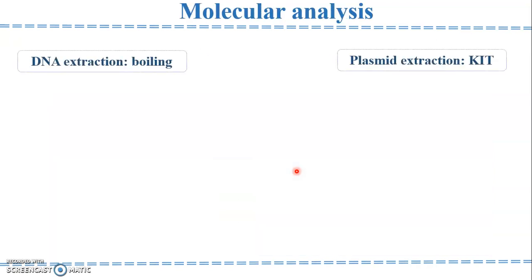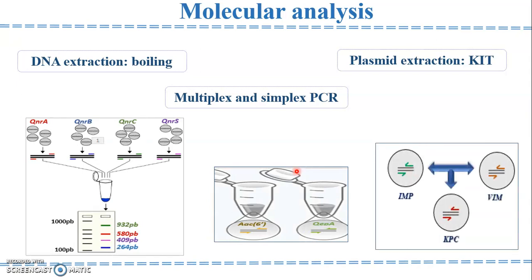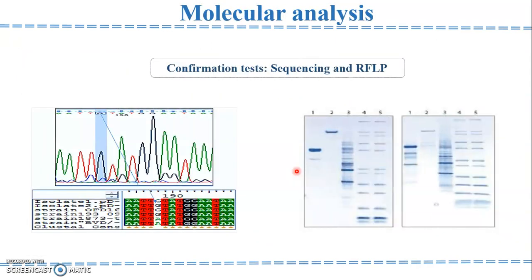In the molecular part, we proceed by the extraction of total DNA from each bacteria by thermal shock and plasmid DNA by extraction kit. The detection of carbapenem and fluoroquinolone resistant plasmid genes was performed by multiplex and simplex PCR. And then, the confirmation of plasmid location of these genes is carried out by PCR on plasmid DNA. And finally, the confirmation of the variant genes is carried out by sequencing and RFLP analysis.